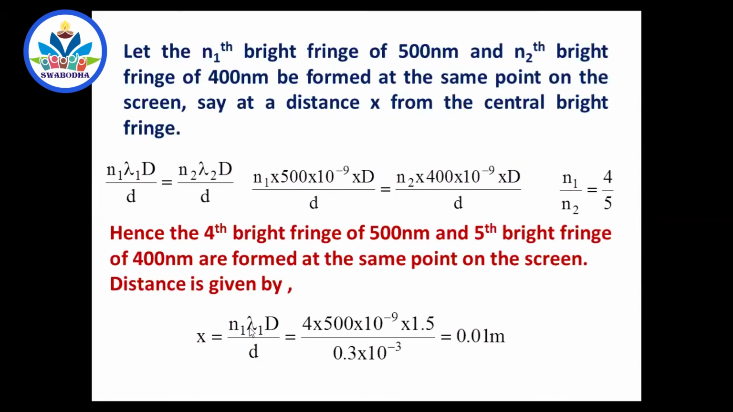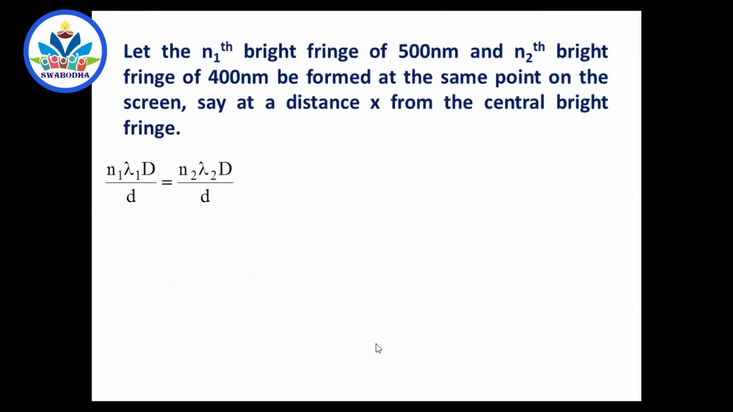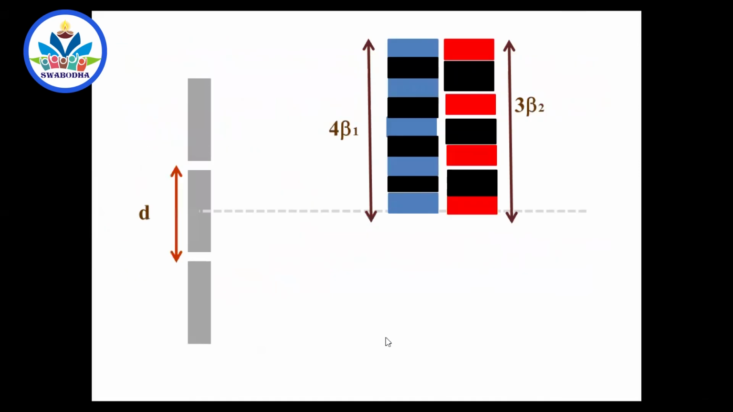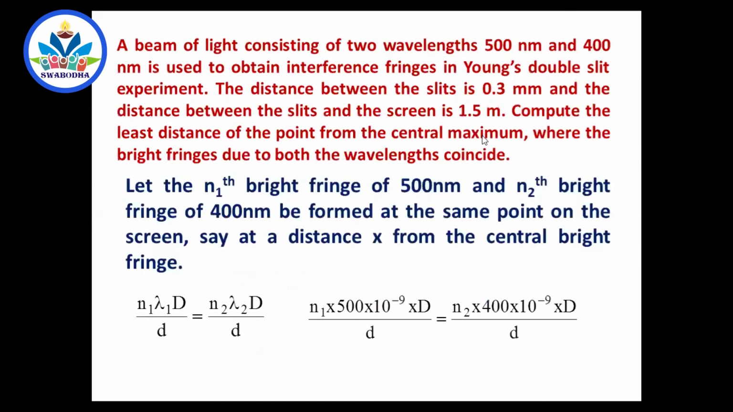X equal to n1 lambda D by d. Lambda D by d is fringe width, right? So for 500 nanometer, 4 steps are enough, because for 400 nanometer 5 steps are needed. So 500 nanometer divided by 0.3 into 10 to the power minus 3, because they want the distance of that fringe. Anything you can do. If you are asked to find out the distance, either calculate 4 beta 1 or 5 beta 2. Here it is 4 and 5, yes.